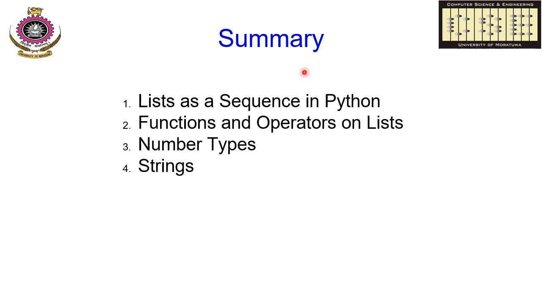That brings us to the end of lecture 5. So here's a brief summary of what we have looked at. We first looked at lists as a sequence in Python. We talked about many operations possible for lists in Python and how to use lists in different scenarios. And then we looked at functions and operators on lists, and then moved on to look at number types, and finally some details about strings and the possible operations on strings.